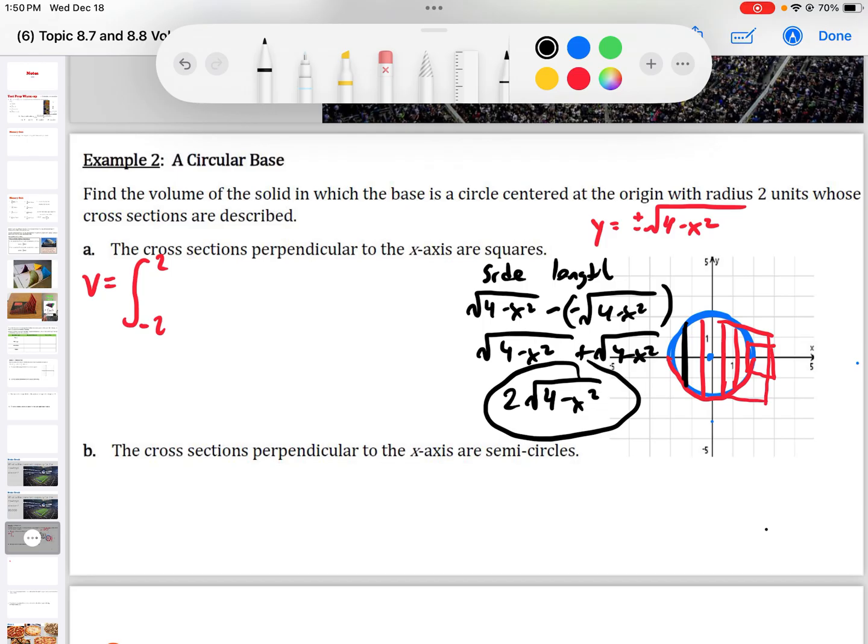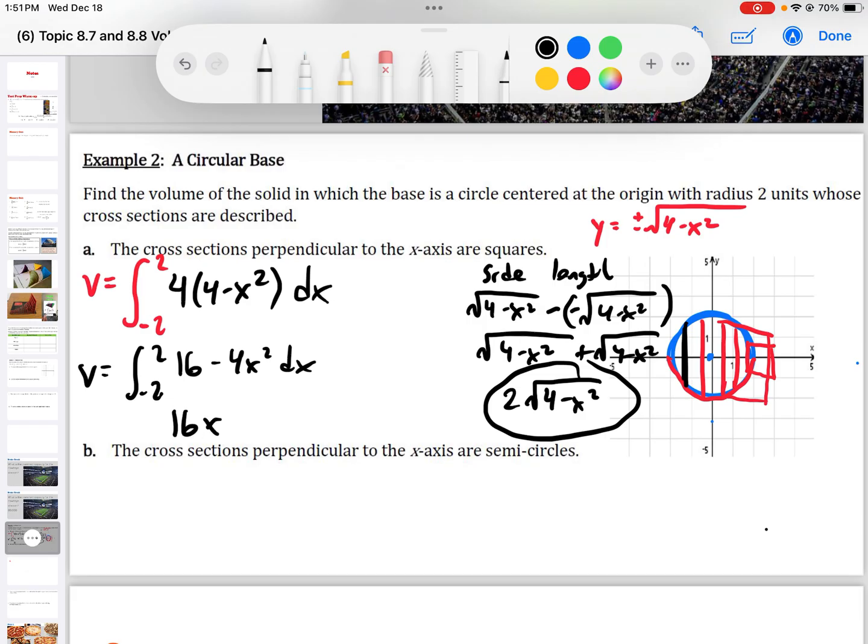The side length squared would be 4 times 4 minus x squared. Whoops, that would give us the wrong answer, right there, squared, dx. So I'm going to integrate that, and then that will tell me the volume. So I would distribute the 4 before I integrate. This will give me 16 minus 4x squared dx. Integrate it, so this would be 16x minus 4 over 3 x cubed. Evaluate from negative 2 to 2.